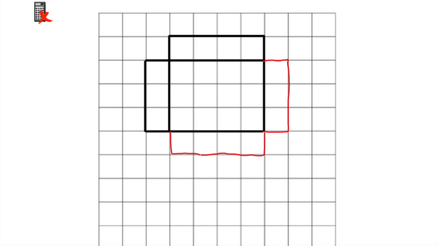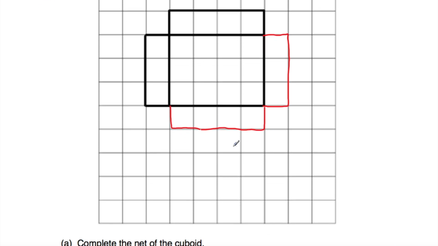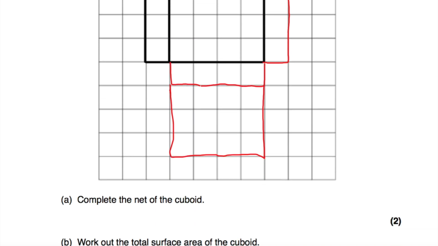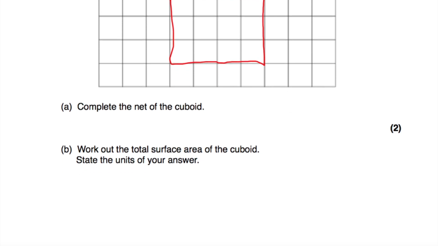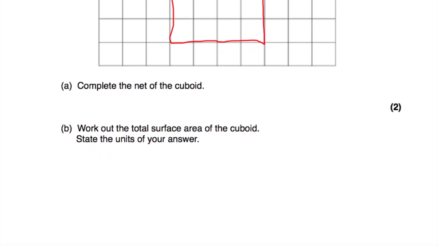Now let's do the top. And the top's going to be the same as the base, but it's going to fold over the top. So then the top would go down 3, across 4 and then up 3 again. So then that's it. So that would be the net of the cuboid, where we've got the base, the left side, the right side, the back, the front and the top. And then if we carry on, part B says, work out the total surface area of the cuboid. State the units of your answer.